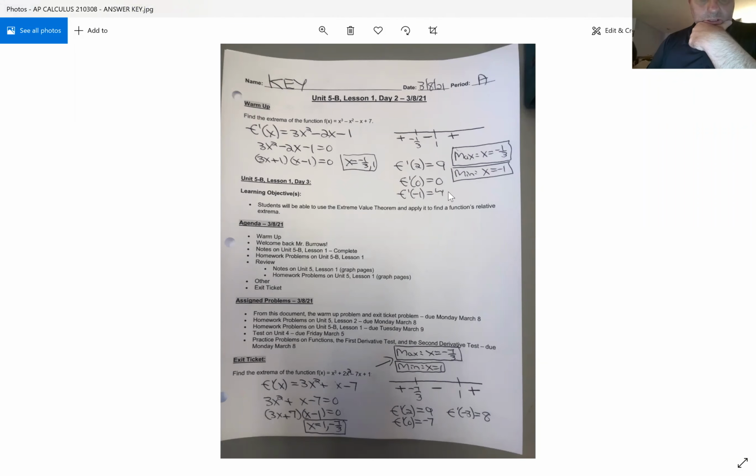Okay, so these were the problems we did on Monday, March 8th. Of course, there's a problem with the exit ticket, so I'll go through it.